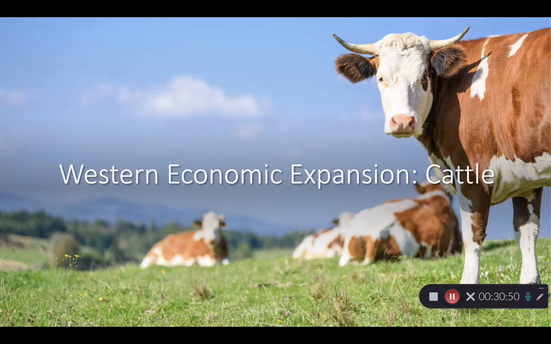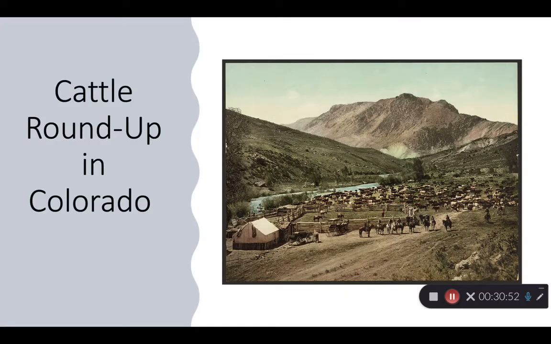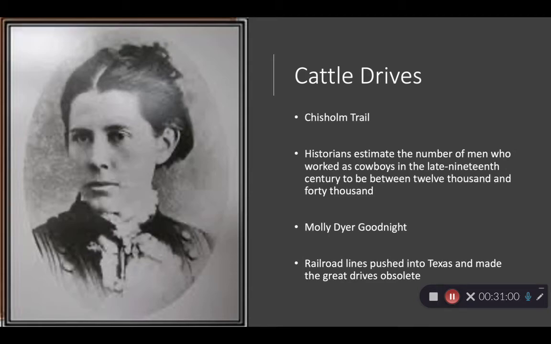Okay, so now looking at cattle. This is a picture of a cattle roundup in Colorado. So cattle drives. The Chisholm Trail was very important because it was used to move cattle from ranches in Texas to Kansas. Eventually the Chisholm Trail would stretch over 800 miles, which is a pretty large amount of land.